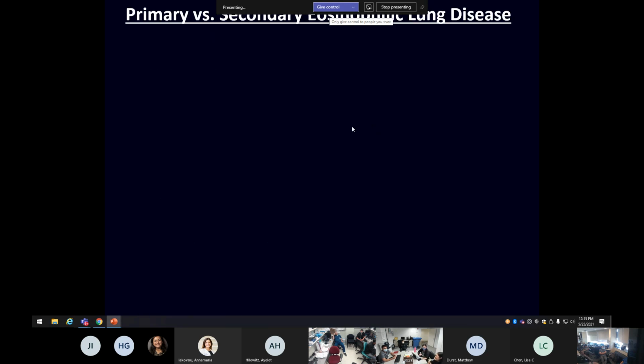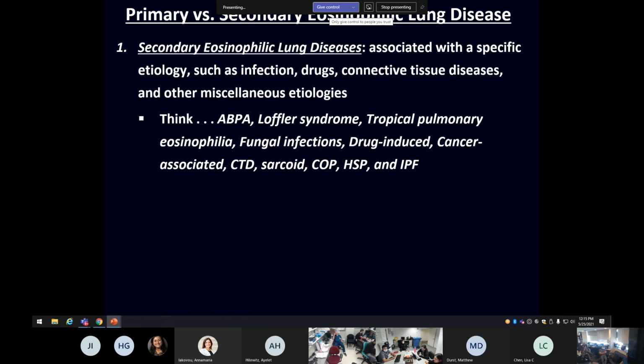So let's talk now, when you talk about eosinophilic lung diseases, you have to differentiate primary versus secondary. We'll talk first about secondary, but our talk today is going to be mostly on the primary. The secondary eosinophilic lung disease is associated with a specific etiology. So, for example, the most common cause being infection. And the most common infections are going to be your simple pulmonary eosinophilia, also known as Loeffler syndrome.